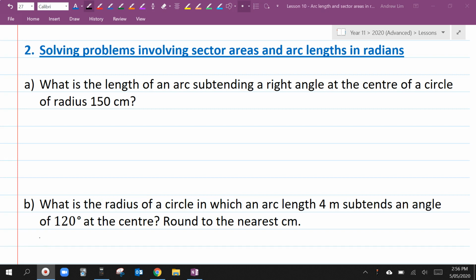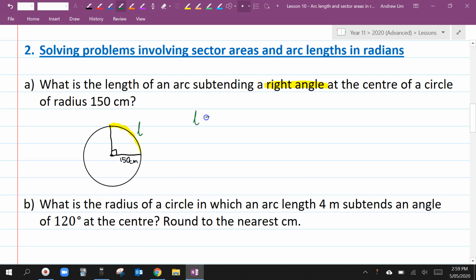Question A. What is the length of an arc subtending a right angle at the center of a circle of radius 150 centimeters? What I'm going to do is draw a circle. It's going to have a radius of 150 centimeters, and it forms a right angle according to the question. The question is asking us for the length of an arc. That means we need to know what that is equal to.